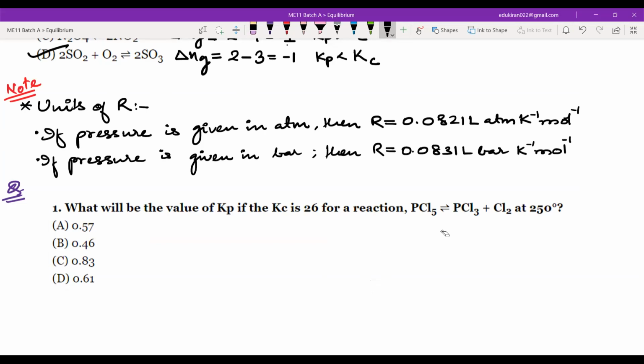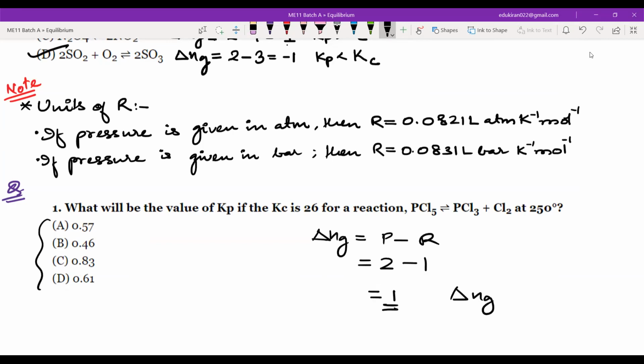I specifically gave this question to test something. The first thing is that you should say, sir, none of the options is right. Why? Because if I look at delta Ng and write products minus reactants, this will be 2 moles of products minus 1 mole of reactant, which is equal to 1. As delta Ng is greater than 0, Kp should be greater than Kc. And all of the options given here are less than 26. That is why none of the options are correct.